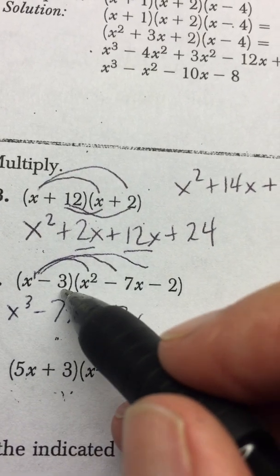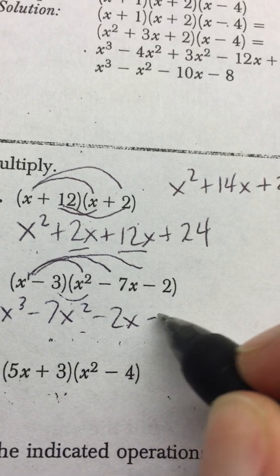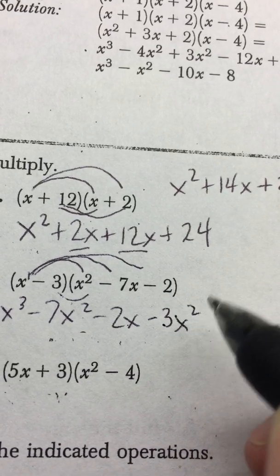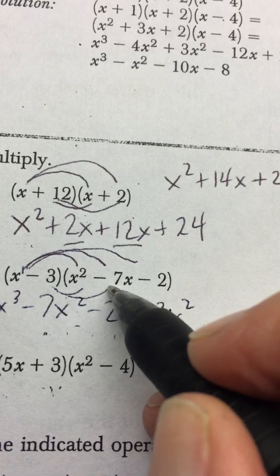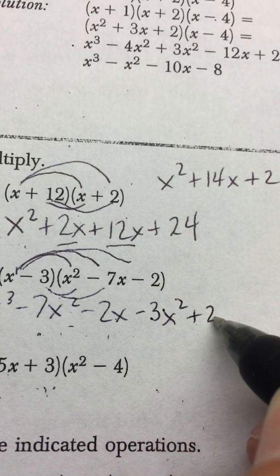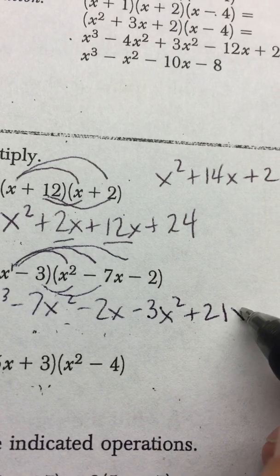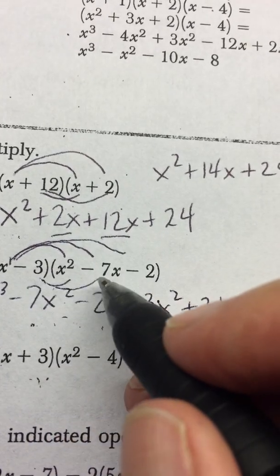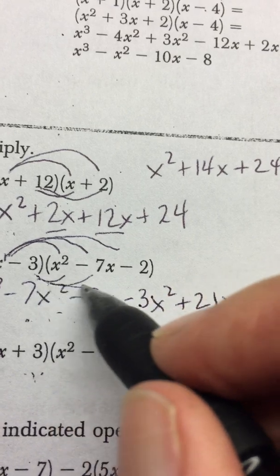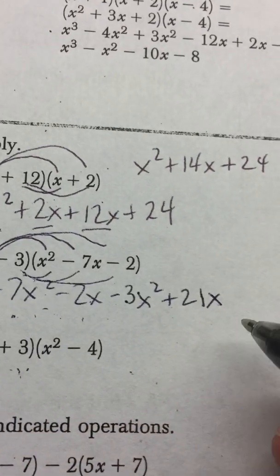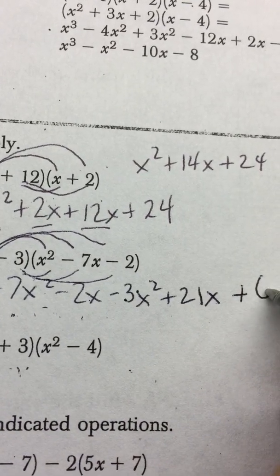Now I'm going to do the negative 3. Negative 3 times x squared is a negative 3x squared. Negative 3 times negative 7 is a positive 21. There were no x's in this piece, but there is an x in this piece, so I still need to keep that x in the answer. Be careful that you don't forget to write the x's down. And then negative 3 times a negative 2, negative times negative is a positive answer, and that is 6.